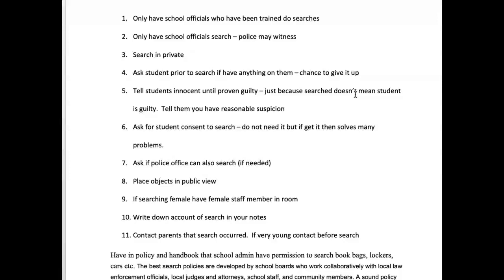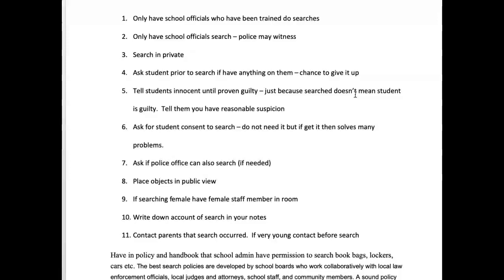Then, put everything in public view. So everything out of the pockets, everything out of book bags, you put on a table or a desk so that everyone can see it, so they don't come back and say, you planted that on me. All right? Make sure that you're up to date on what you need to search.